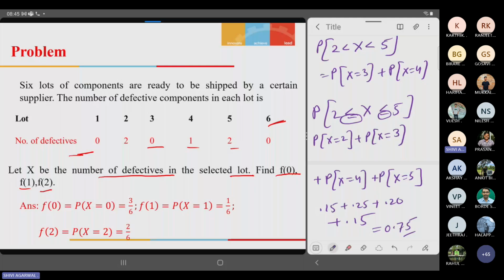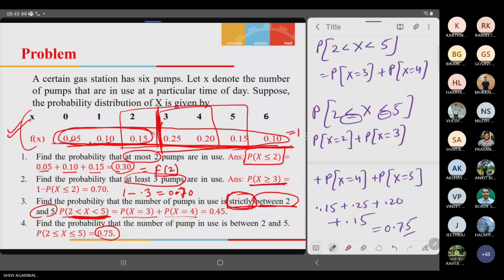No, all are in use. That is the probability is 0.10, not 0.95. All 6 pumps are in use, the probability is 0.10. If we are saying at most 6 are in use, then we are adding them.